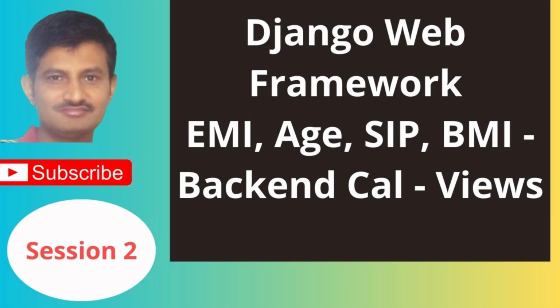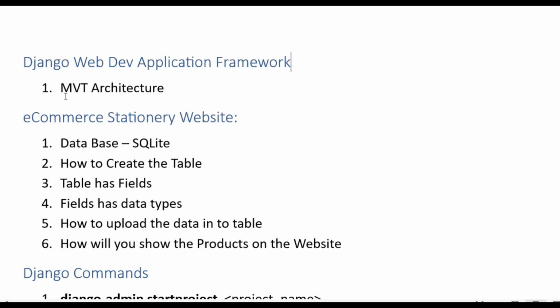We have already seen the MVT architecture. Django is a framework that makes our life easy in terms of the MVT: M for model, V for view, and T for template. Model means database, view means business logic, and template means front end, that is HTML and CSS. These three combined make our life easy, and a website is nothing but a collection of web pages that runs on a web server.